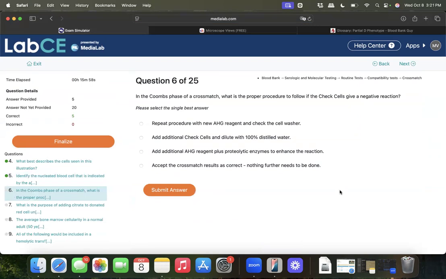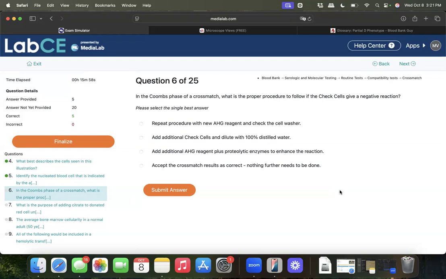In the Coombs phase of a cross-match, what is the proper procedure to follow if the check cells give a negative reaction? A, repeat the procedure with new AHG reagent and check the cell washer. B, add additional check cells and dilute with 100% distilled water. C, add additional AHG reagent plus proteolytic enzymes to enhance the reaction. Or D, accept the cross-match results as correct. Nothing further needs to be done. Well, okay, repeating the question.